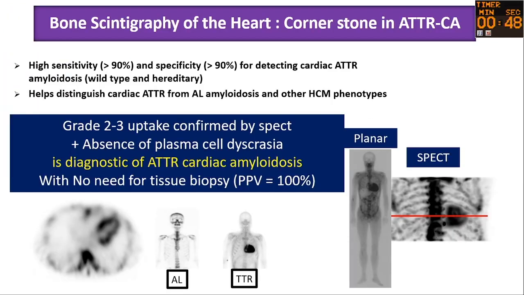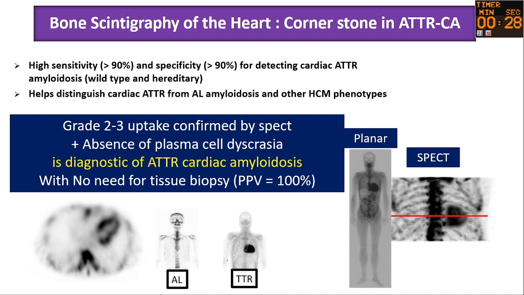Finally, the bone scintigraphy of the heart is a cornerstone in ATTR. It has a very good sensitivity and specificity, more than 92% for detecting ATTR, and it does not diagnose light chain. Remember, the tracer binds to the calcium. It helps distinguish between ATTR and light chain and other diseases.